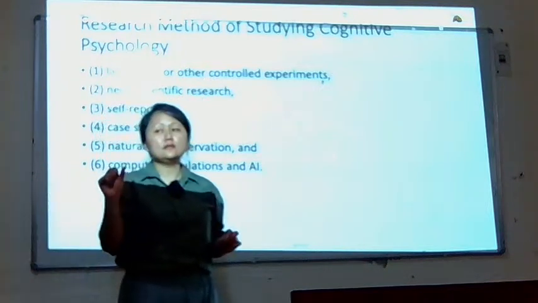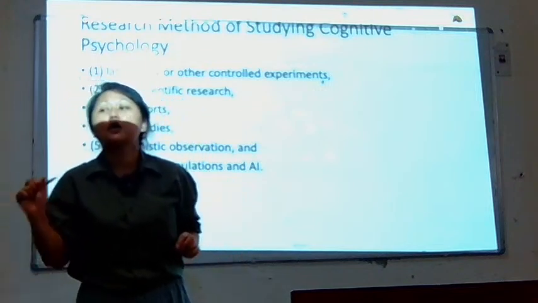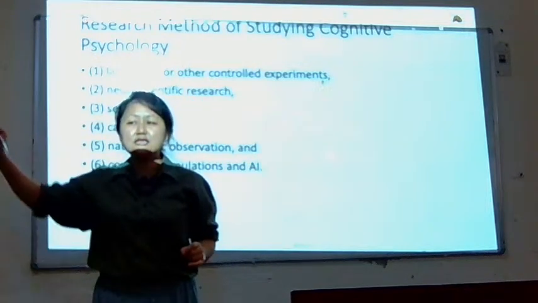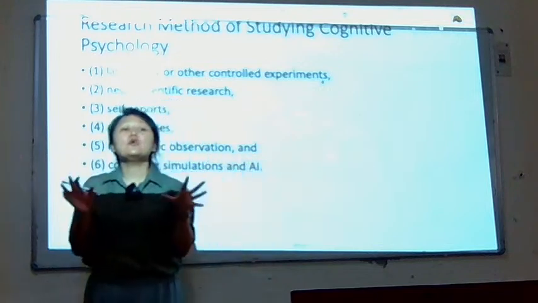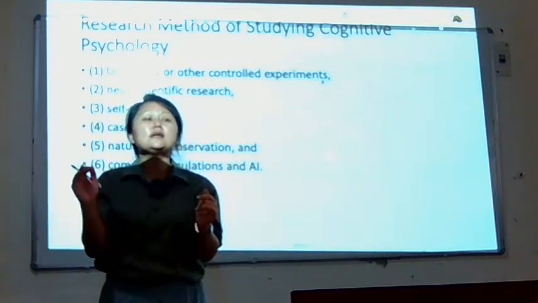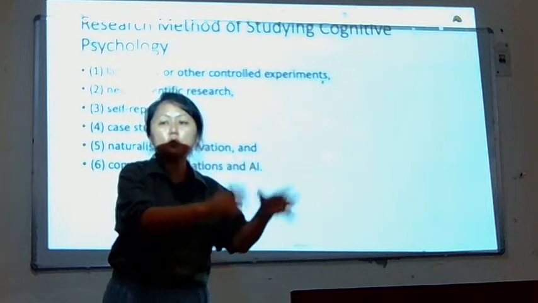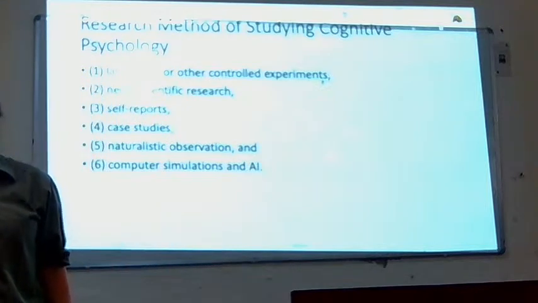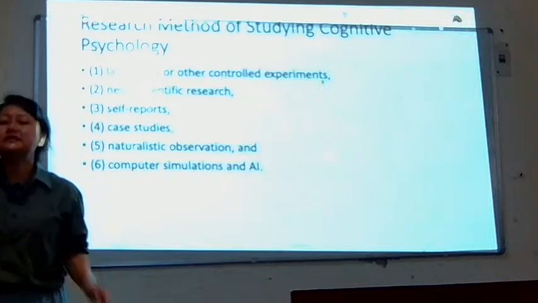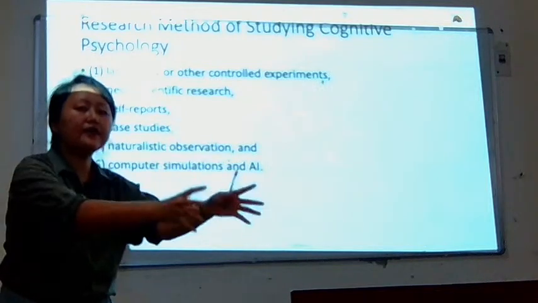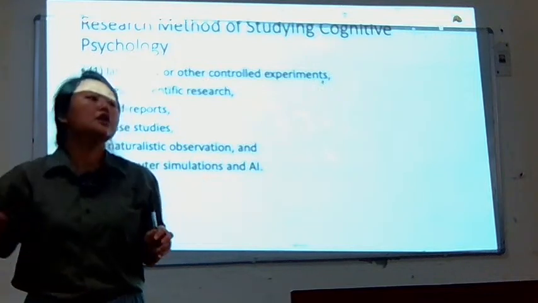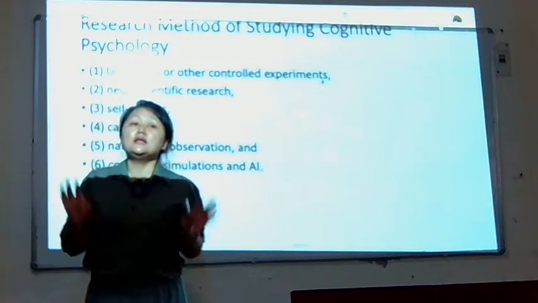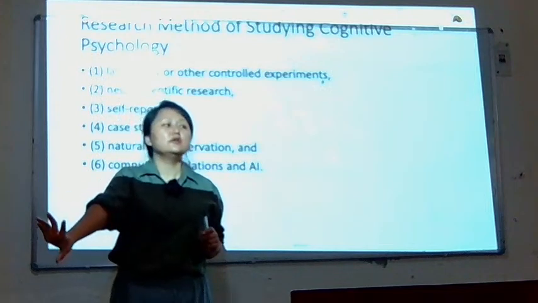Whenever that object was brought to Little Albert, they played that scary, screechy sound. Since they did it so many times, Little Albert paired that furry object with that scary sound. So initially, he was not afraid of the furry object, the rabbit. But later on, he became very afraid of the furry object.